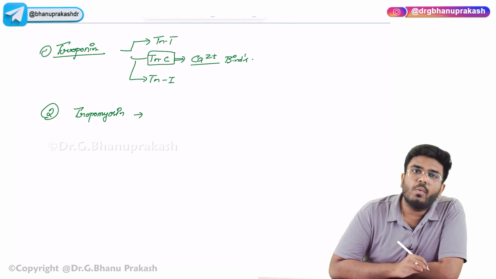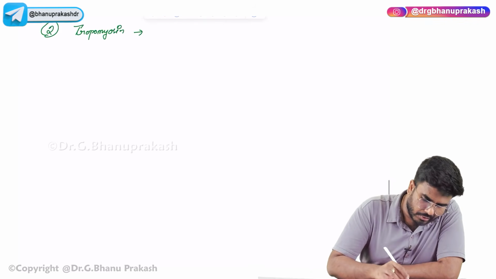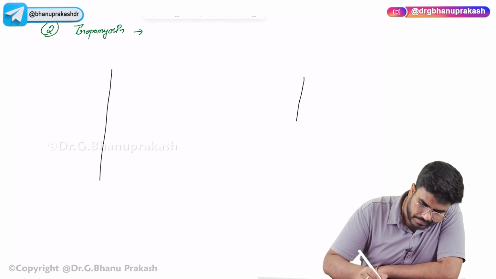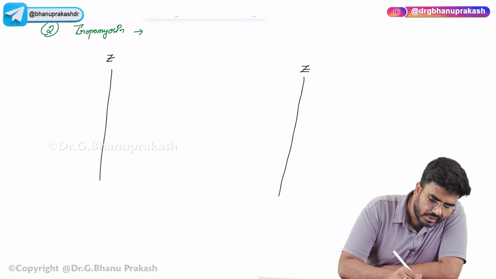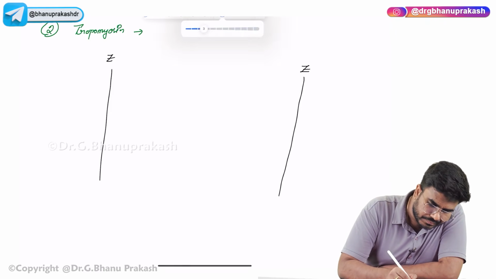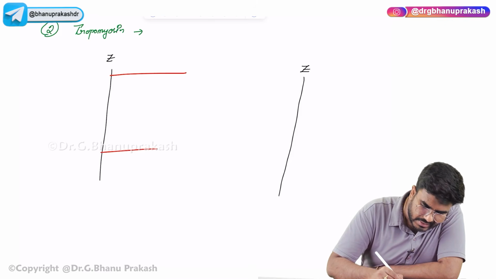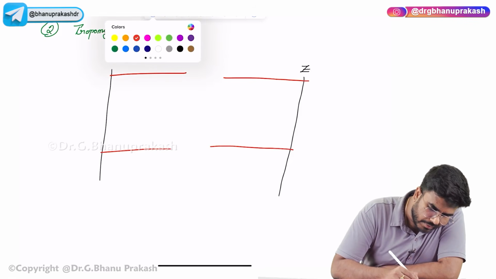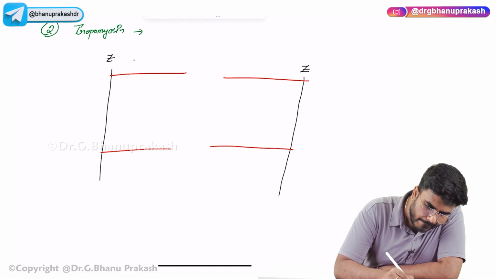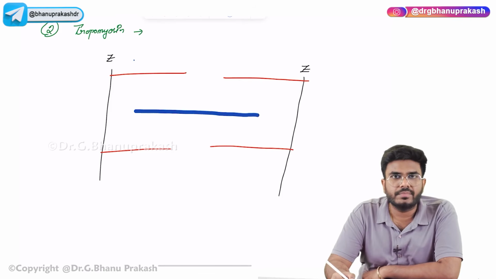What is the function of tropomyosin? For example, look, this is the sarcomere. Here I am showing you two Z lines. Who is attached to the Z lines? Actin filaments. These are the actin filaments. In the center, which filament is there? Myosin filament. Let's say this is the myosin.